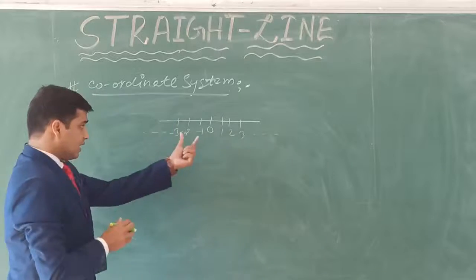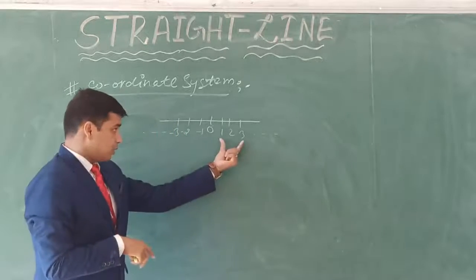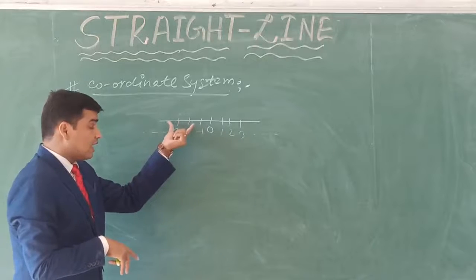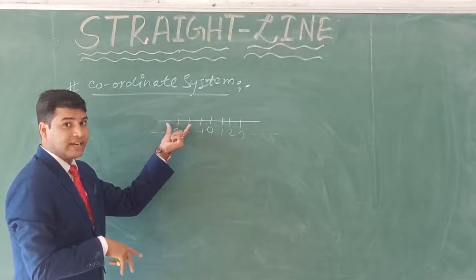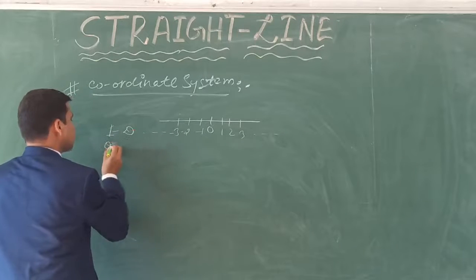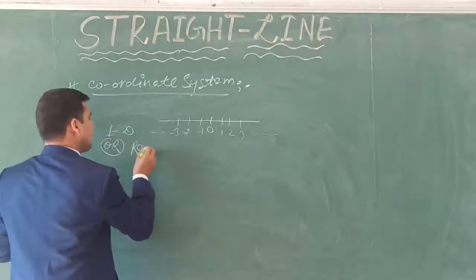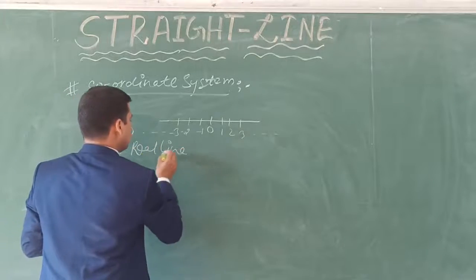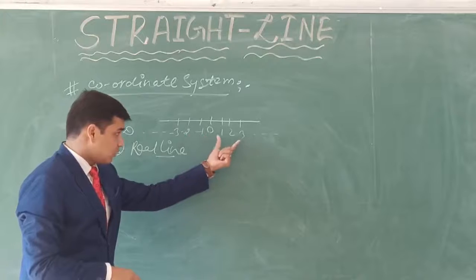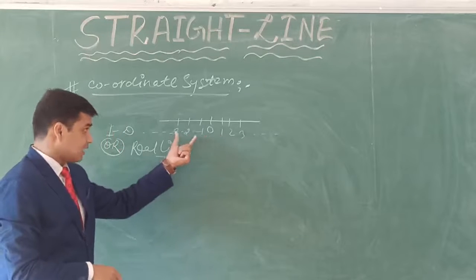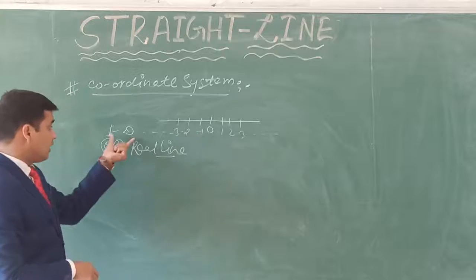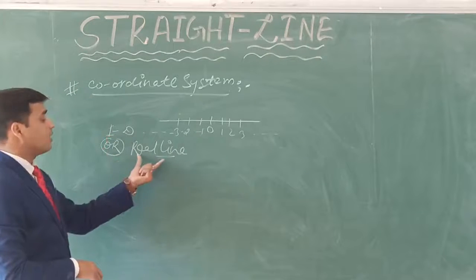Now see this here. So here this line is divided into two parts. First is positive, second is negative. But this is only one line here. Only one line is there, that's why it is called 1D, or you can say one dimensional, or one more name is there, real line. Are you getting this point? This number line is divided into two parts, first is positive, second is negative, but only one line is there, that's why it is called one dimensional, or real line.